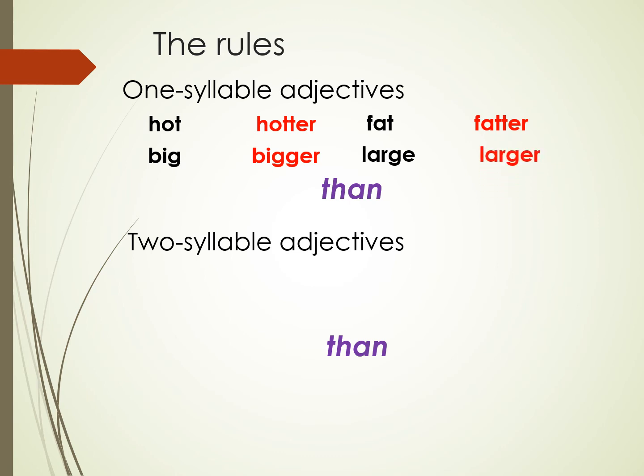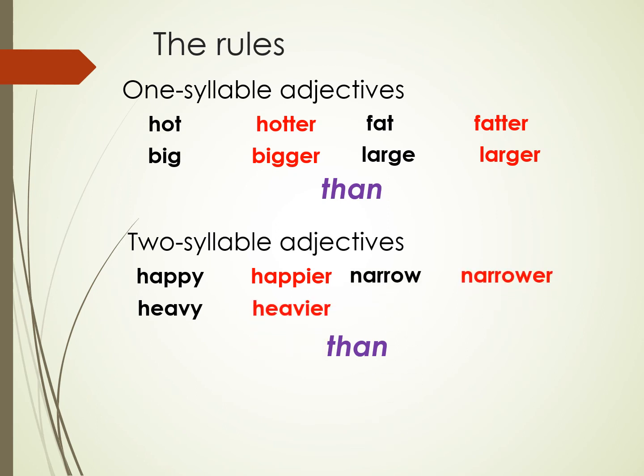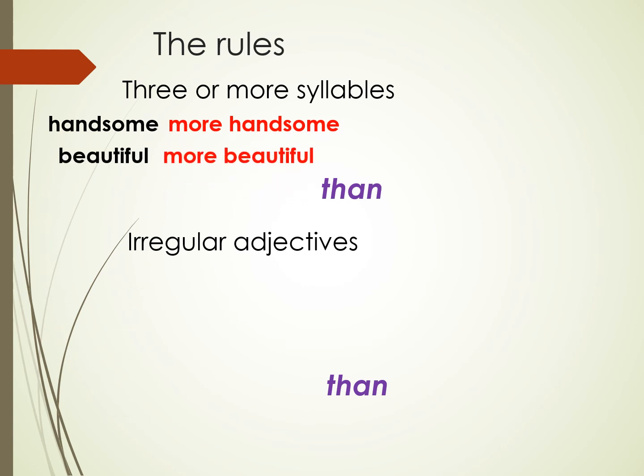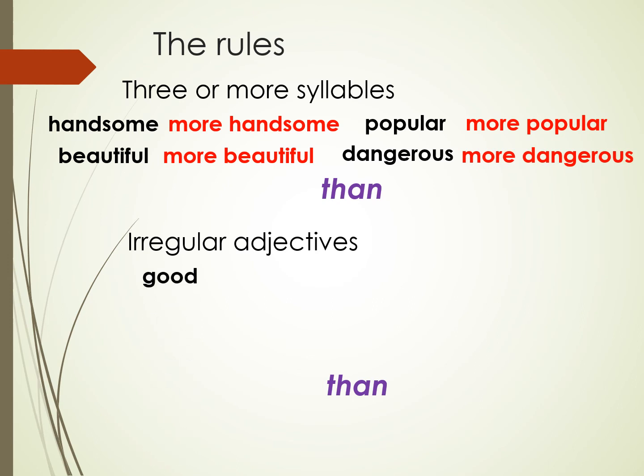larger than. Okay, so let's look at when it is a two-syllable adjective. Happy, happier than. Heavy, heavier than. Narrow, narrower than. Gentle, gentler than. Next, when we have three or more syllables. Handsome, more handsome than. Beautiful, more beautiful than. Popular, more popular than. Dangerous, more dangerous than.